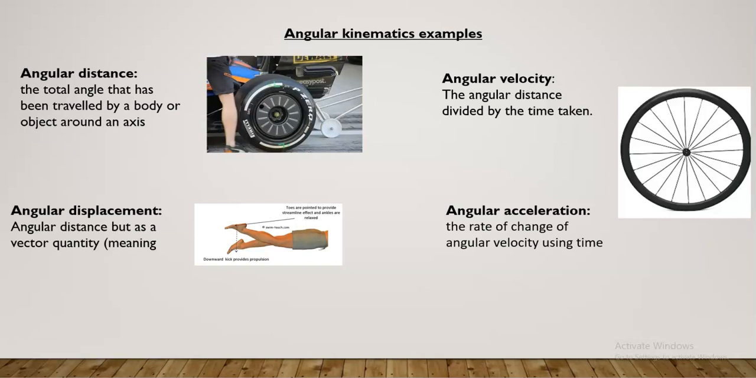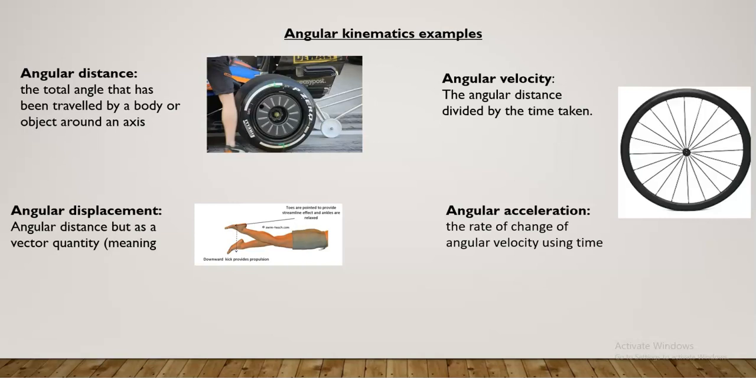As distance is a scalar quantity, there is no sense of direction. However, when this is needed, there is angular displacement. Angular displacement is just the vector version of angular distance. This means that it has direction. It has a sense of the direction of where it's going, right?